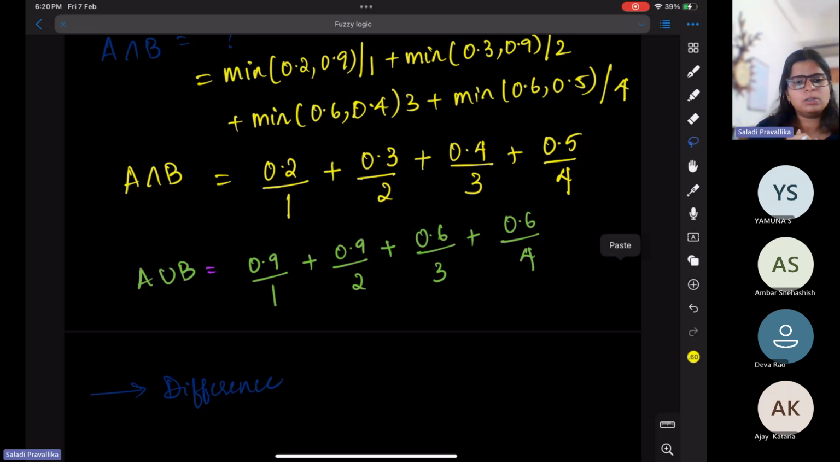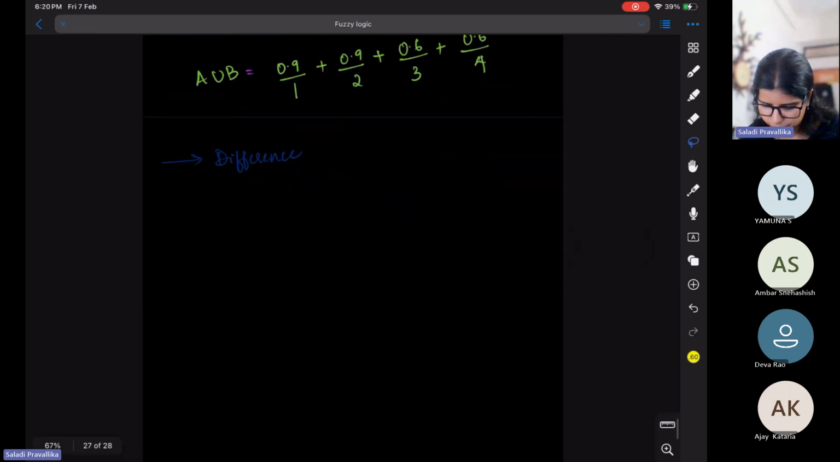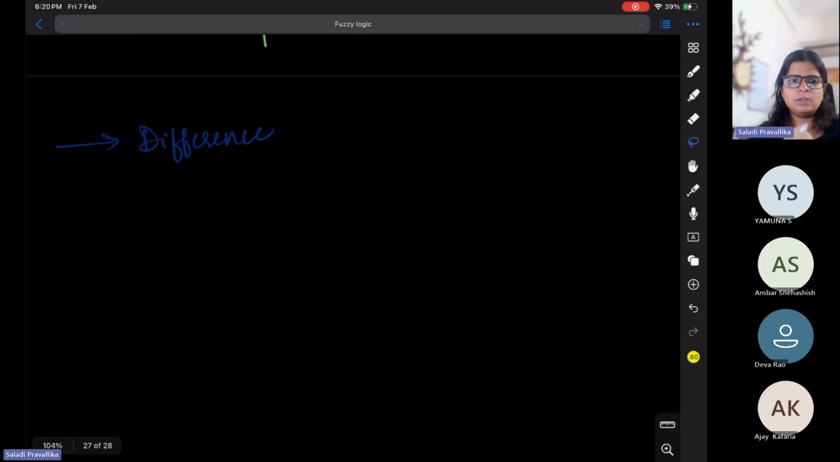Right? So I hope you have understood the difference between union and intersection and how to find them. Okay, please don't confuse between both of them, when to take minimum and when to take maximum. All right. So now let's look at difference.